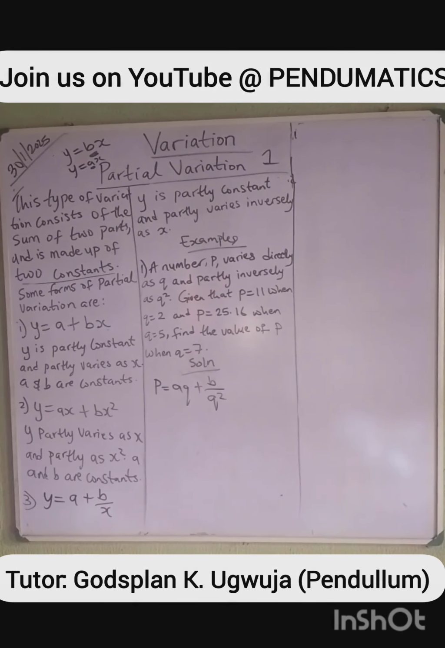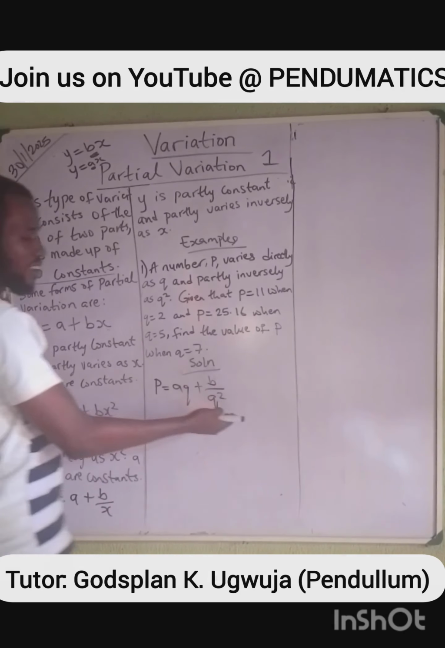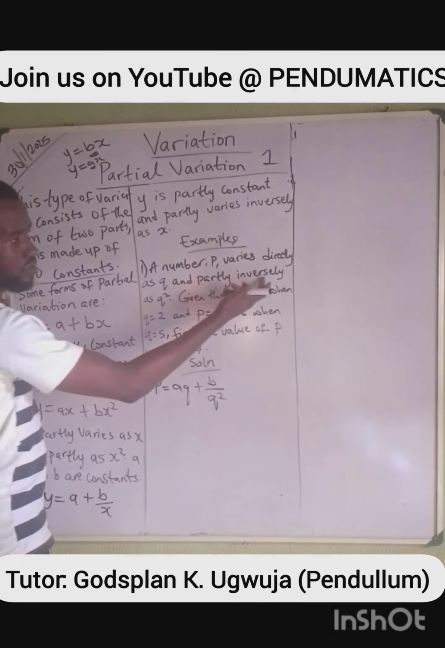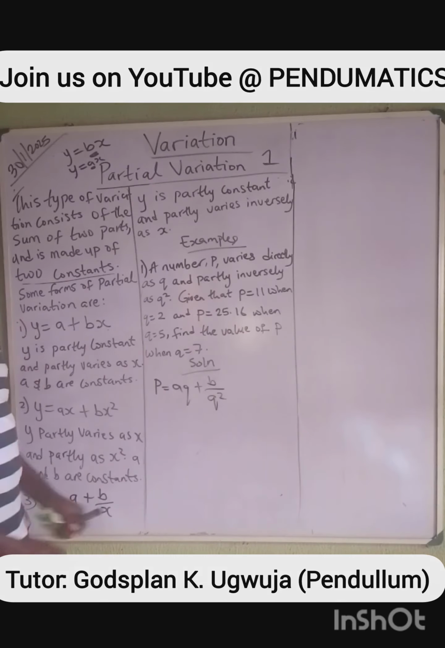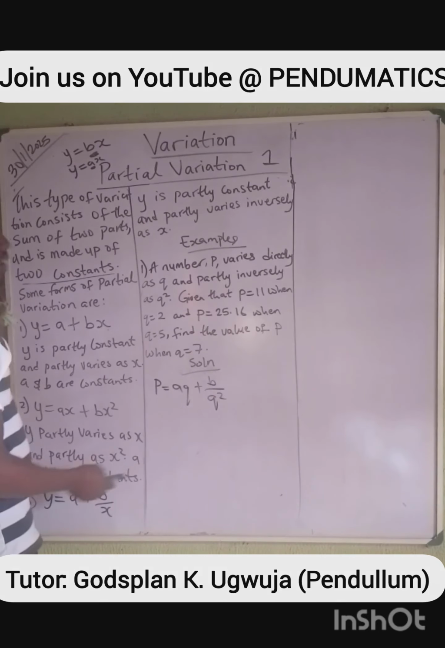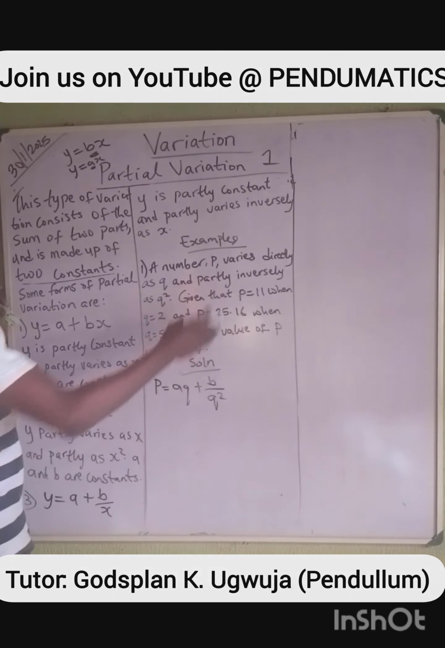The first one varies directly, partly directly, of course, as q. So these are constants and then q. This first part is direct variation. Then the second part is inverse variation. So that's why we have b, the second constant, all over q squared. So a and b are our constants here. All right. And now we are given two.